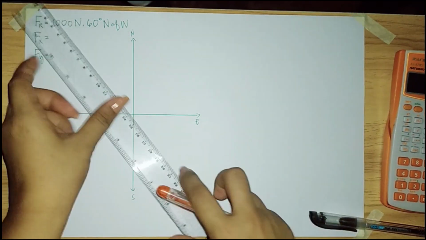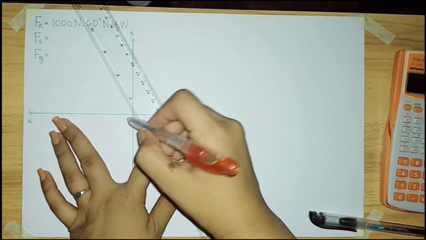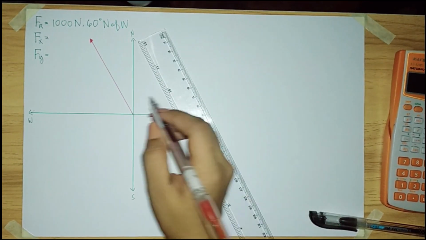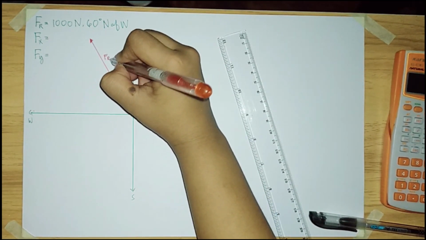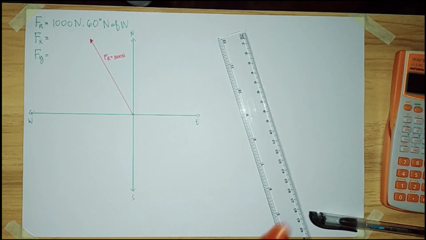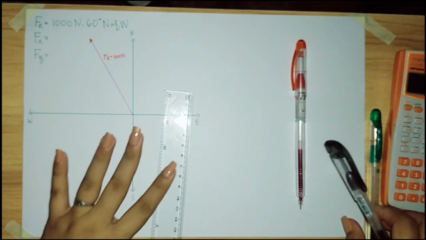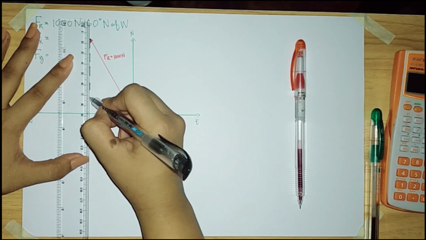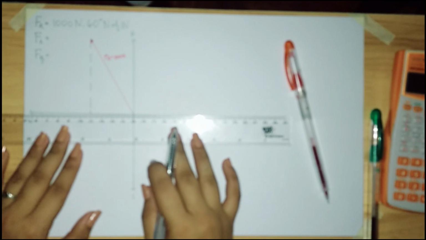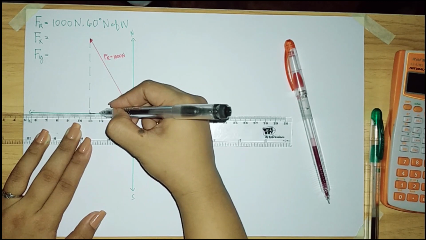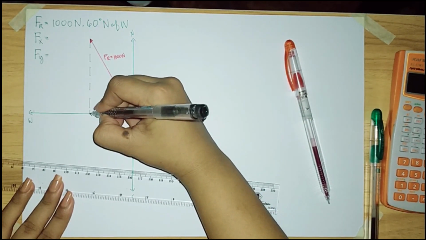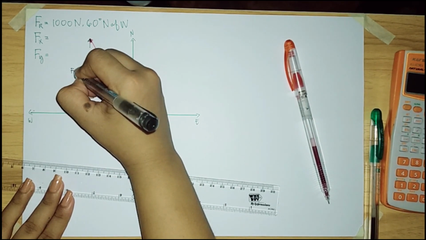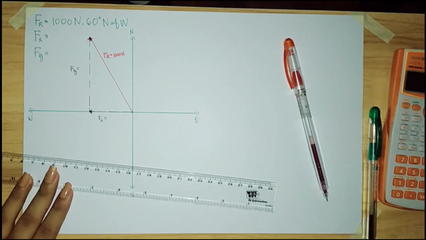So let us have it here, our given. So let's say this is 60 degrees, and we have here our 1,000 newtons. Nilagay natin F sub R, and that is 1,000 newtons. Okay, so let us plot our F sub X and F sub Y. So this is for the F sub X. So dito si X, nandito si Y, nandito sila. So label lang F sub X tsaka F sub Y.